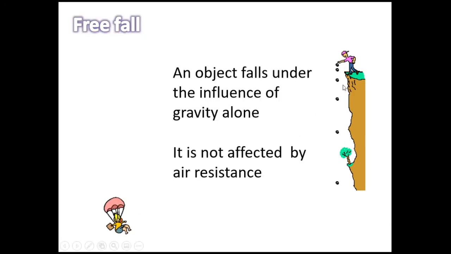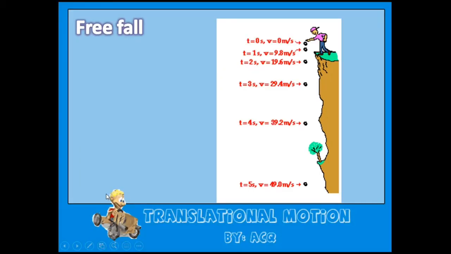For the pebble, it's freely falling. It's not affected by air resistance. But for this, it's greatly affected by air resistance. So this one is not a freely falling object. Okay, looking at the illustrations here, at 0 second, the velocity of the pebble was 0 meter per second.